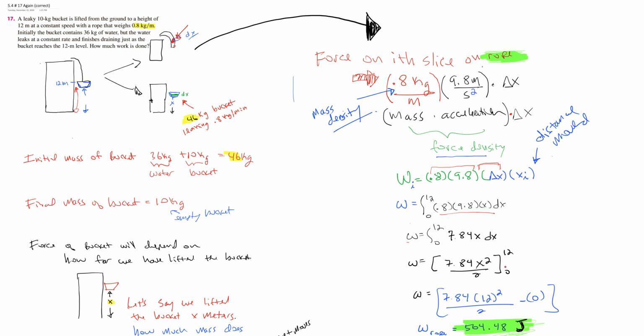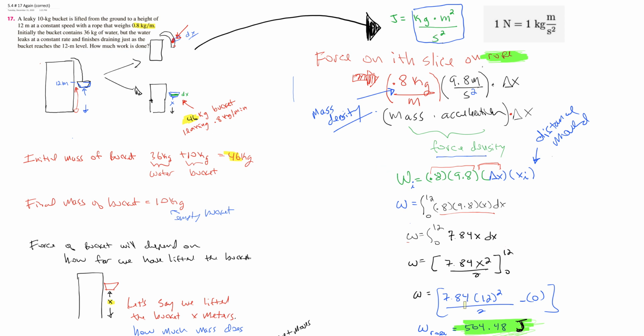Okay, so luckily we have a 0 here, so the second half of the integration problem is easy. And we end up with 564.48 joules. By the way, a joule is equal to kilograms times meters squared over seconds squared. That's the unit for joules.